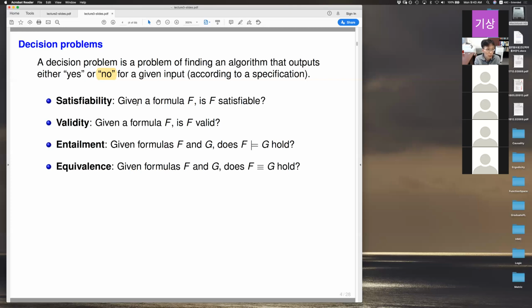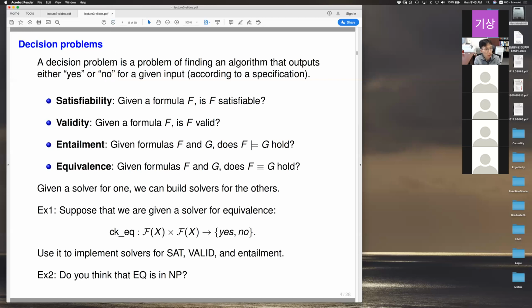All of these are decision problems, because in all of these cases, what we have to do is to return yes or no. But it turns out if we have a solver for one of them, we can generate a solver for the other. Okay. So here's an exercise. I mean, we did something like this before, but here's an exercise I want you to do from a bit of a different angle. So suppose we have a solver for equivalence.